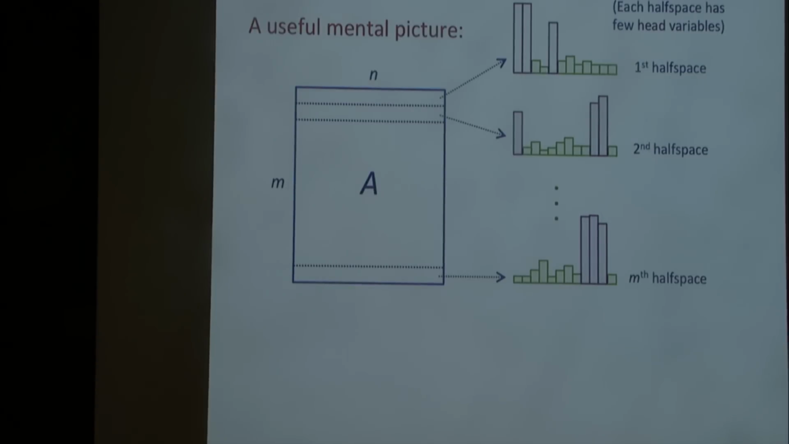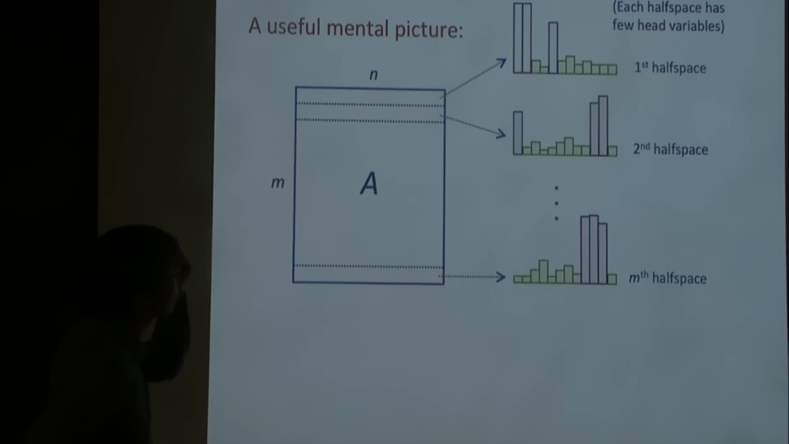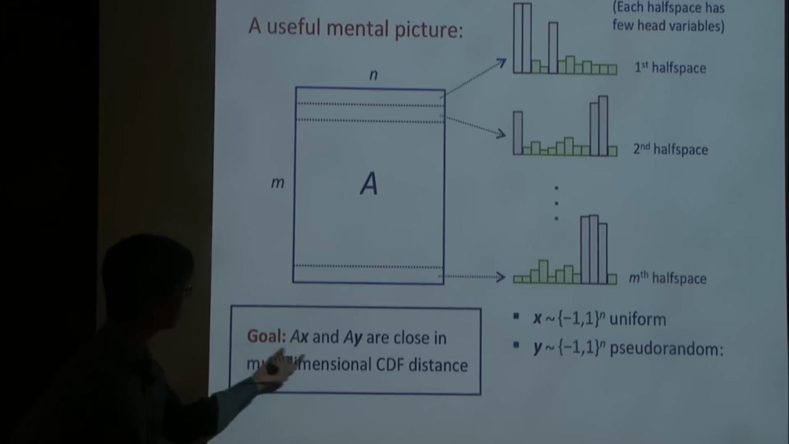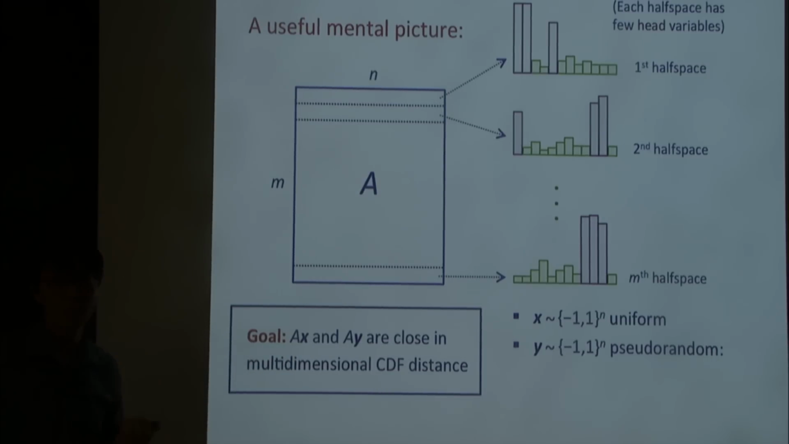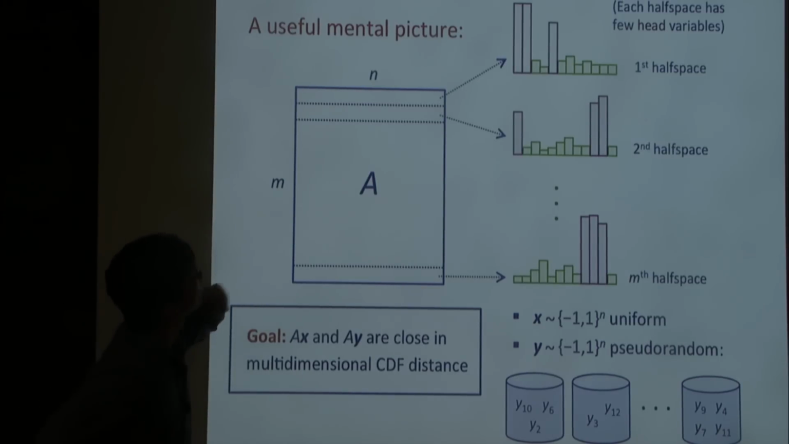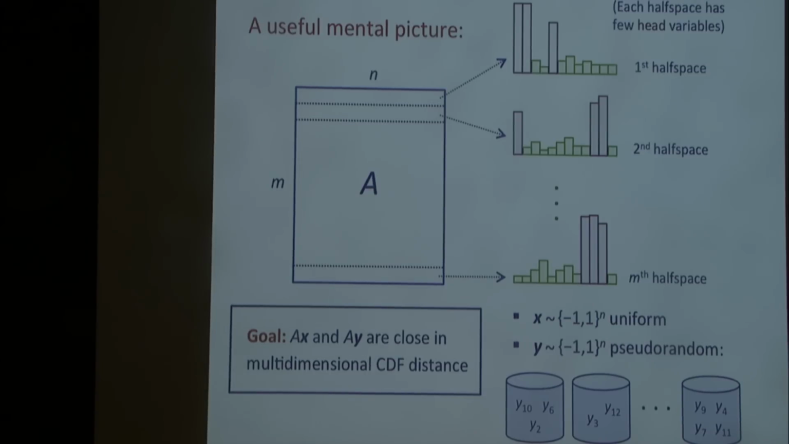OK, great. So there's a useful mental picture to have in mind. Every row is an adversarial A. There are no assumptions about it. But in my mind, I'm going to mark every row with a few spikes. I'm going to think of it as spikes. And then my goal is to show that for this matrix A, I can cook up a pseudorandom Y such that AX and AY are close in multidimensional CDF distance. And no surprises here, our Y is just a Meka-Zuckerman generator, but with different parameters. Think of the number of spikes in each row as polylog m. That's probably a good regime to think about.